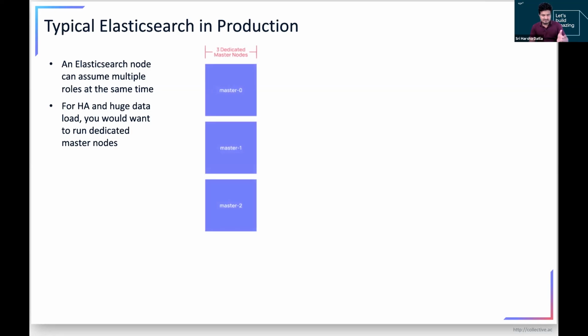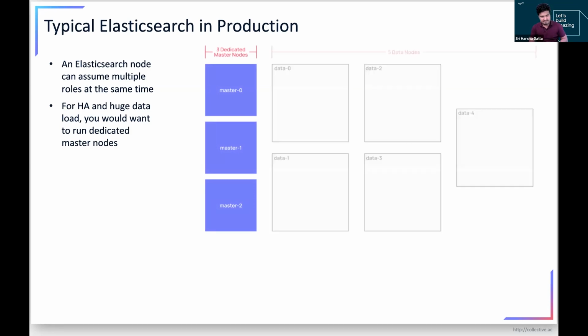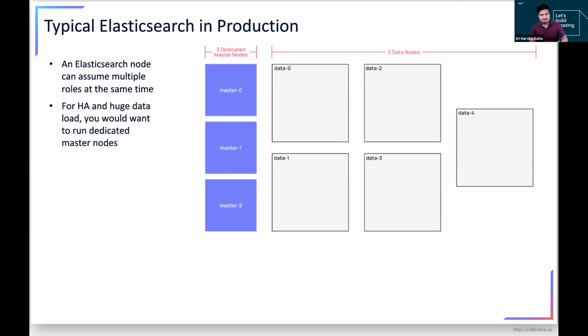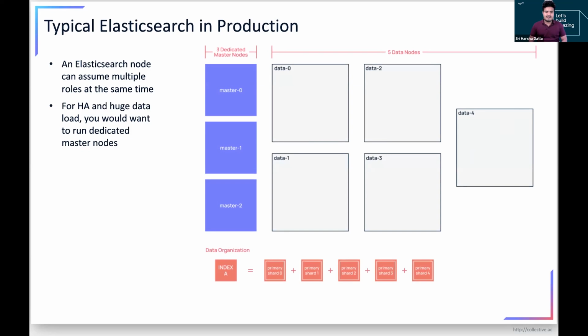This is a typical example for the next points that we're going to see. We have 3 dedicated master nodes, master 0, master 1, master 2. Then we have 5 data nodes, 0 to 4. Let's say in our organization I have an index, and it has 5 primaries and each primary has a replica. So in total I have 10 shards, 5 primaries and 5 replicas, right?